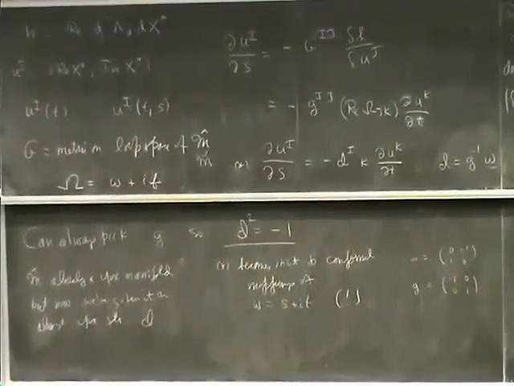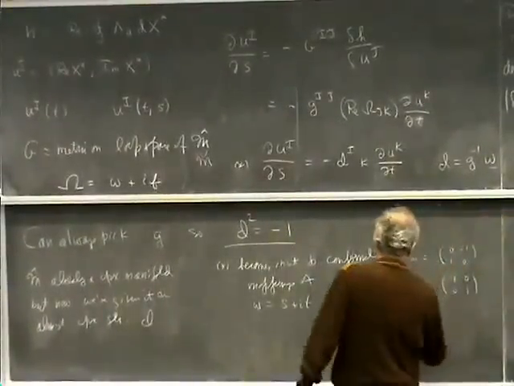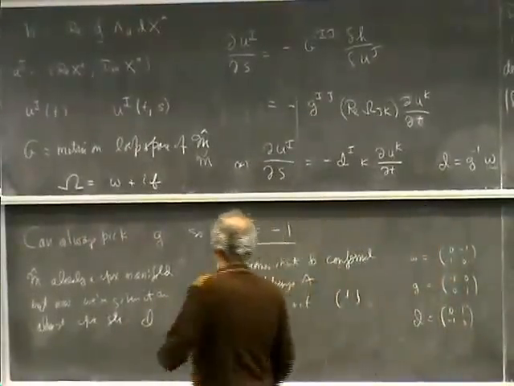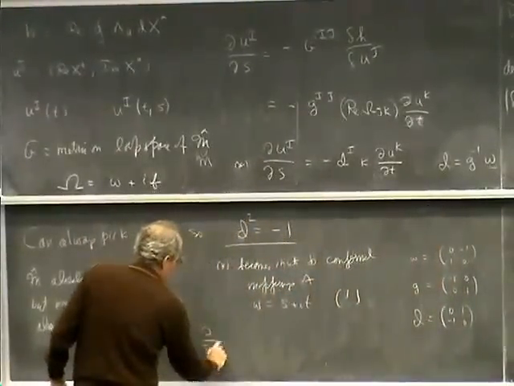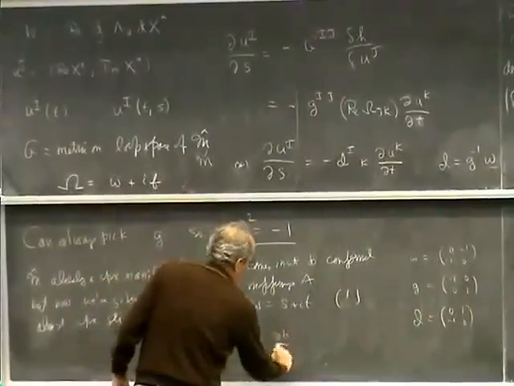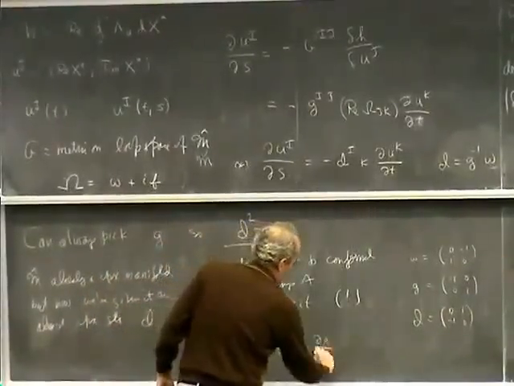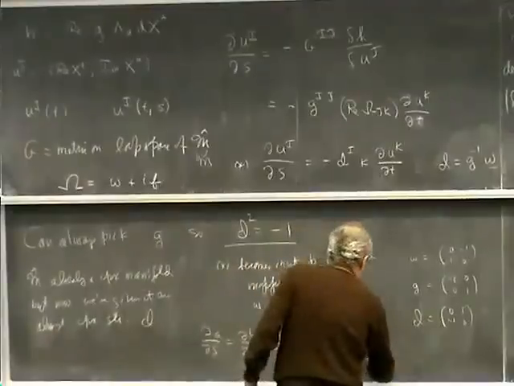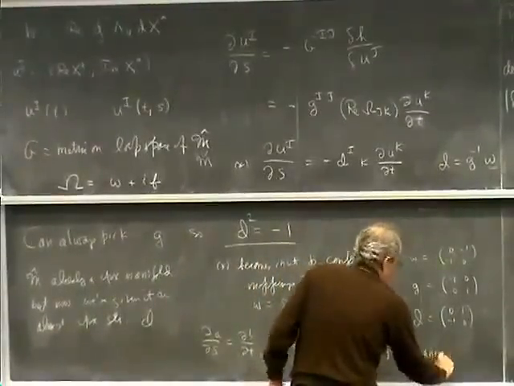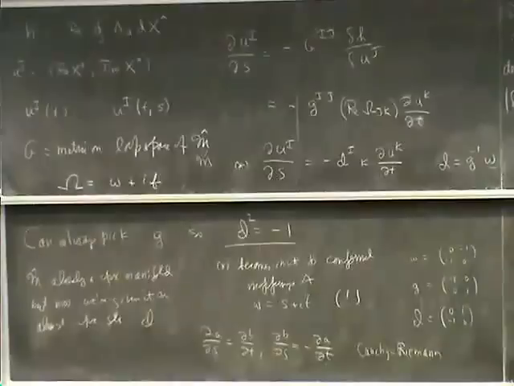See, if I squared is minus 1, we can pick coordinates so that I is a direct sum of blocks like this. And in such a block, our equation looks like dA/dS is dB/dt, dB/dS is minus dA/dt. And those are Cauchy-Riemann equations. And as you know, the Cauchy-Riemann equations are invariant under conformal mappings.